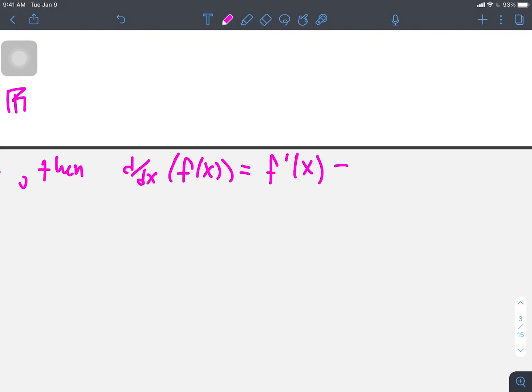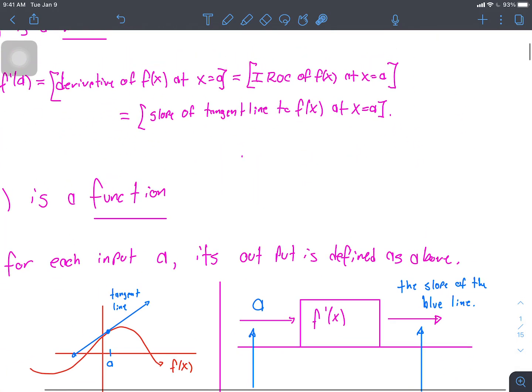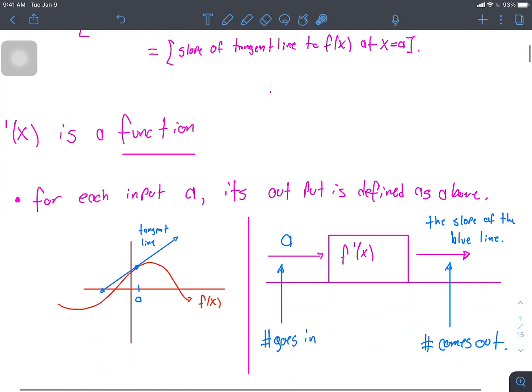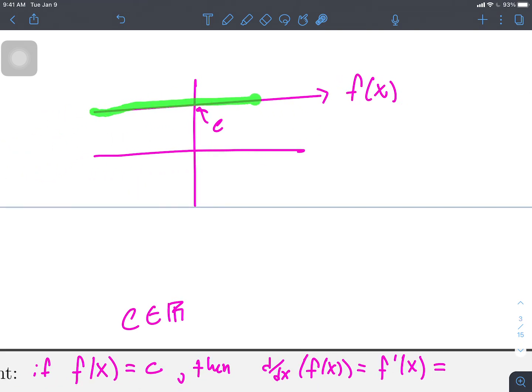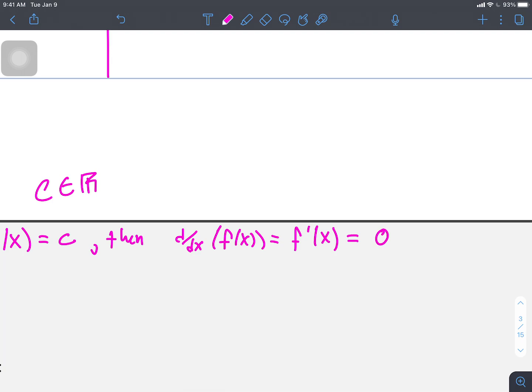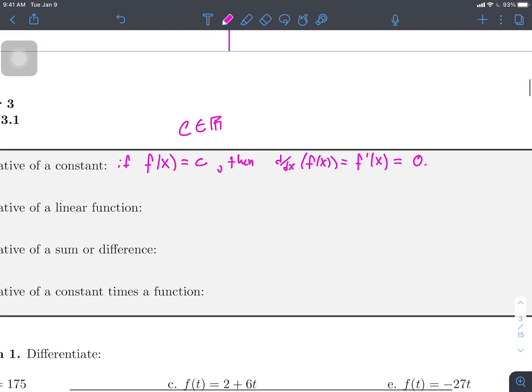Okay, is equal to, well, the derivative. Let's go back up to this thing here. It's the instantaneous rate of change of f of x at x equals a, or the slope of the tangent line to f of x at x equals a. So it's supposed to describe how this function is changing, or the slope of this function. Well, how is this function changing as we move from left to right? It's not changing. So it's a slope of 0. The derivative of any constant function is just 0, because the derivative tells us how the function is changing, and the function's not changing. So we quantify that with 0. That's a simple rule.